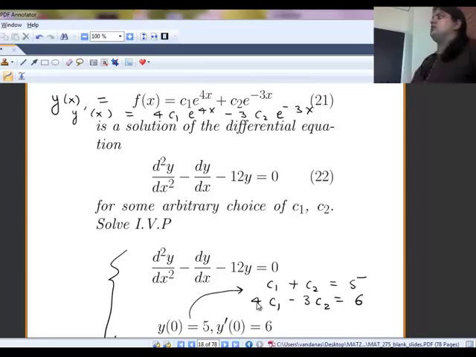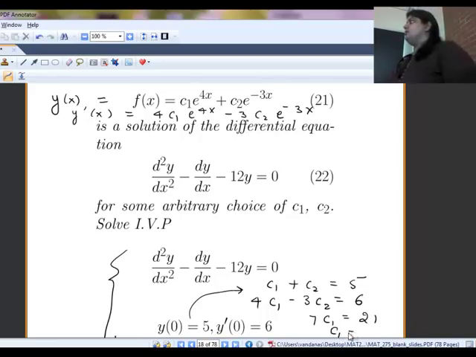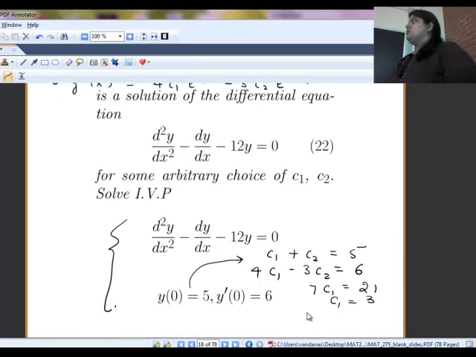Okay, so we have two equations, two unknowns. So how will you solve for C1 and C2? Yeah, elimination, that's it. So multiply this one by 3 and add to this one. So 7C1 is equal to 21. You all are with me, right? So C1 has to be 3 and C2 will then be 2. So like this, now you have a unique solution of this differential equation.